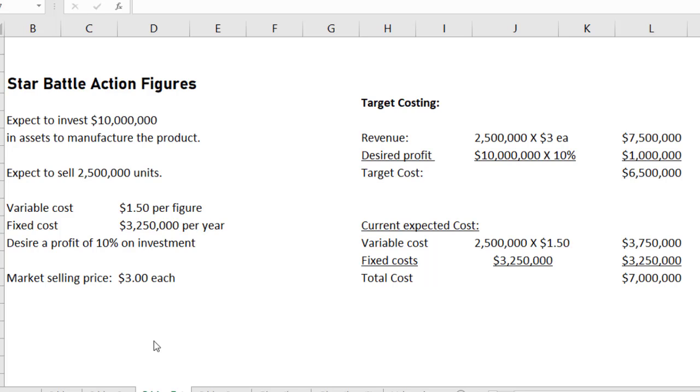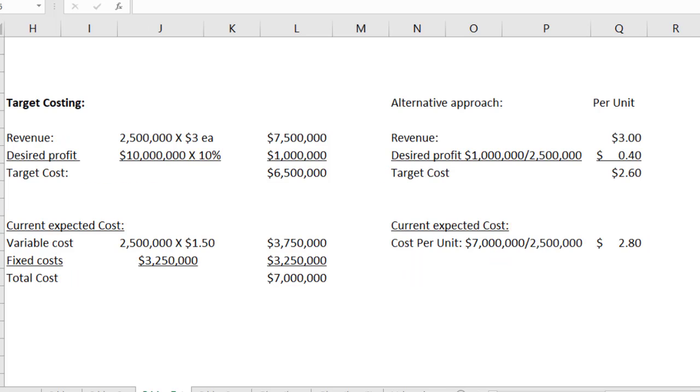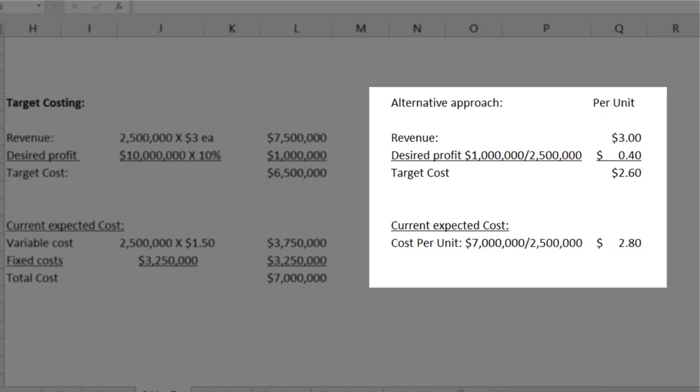We can also look at this from a per unit basis. It's the same result, it's just that we're looking at it from a per unit perspective. So the revenue is $3 because we're going to sell each unit for $3 based on the market price. If we take the desired profit, $1 million, and divide it by the 2,500,000, we get 40 cents. So our target cost would have to be $2.60 per unit. We see that $7 million is our expected cost, and so that gives us $2.80 per unit. There's no difference between these two except that one looks at the total cost and one looks at a per unit amount.